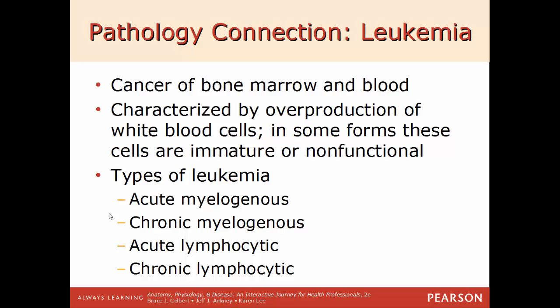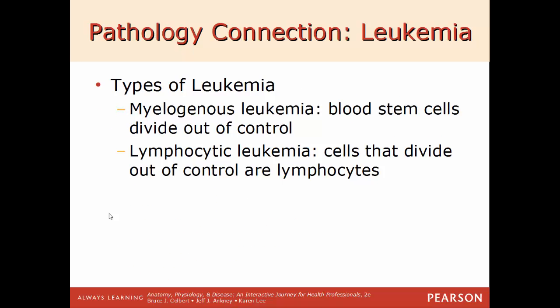Now, there are various types of leukemias: acute myelogenous, chronic myelogenous, acute lymphocytic, and chronic lymphocytic. For the myelogenous leukemias, the blood stem cells divide completely out of control. Whenever you have cells dividing out of control, they're producing larger and larger numbers of non-functional cells, which end up producing tumors. In lymphocytic leukemia, the cells that divide out of control are the lymphocytes, either the B cells or the T cells. And again, when cells divide out of control, you're producing large numbers of non-functional cells.